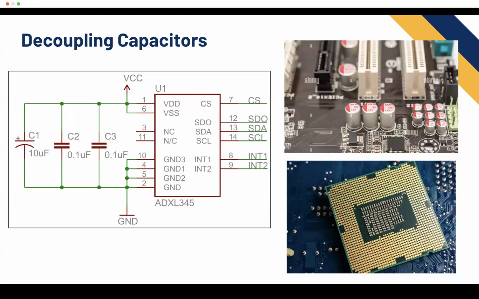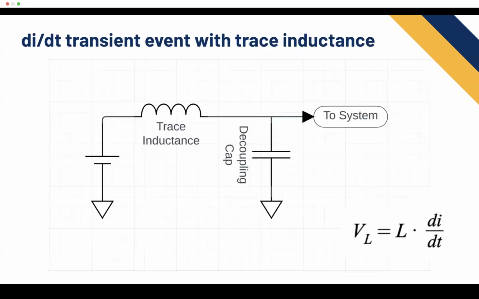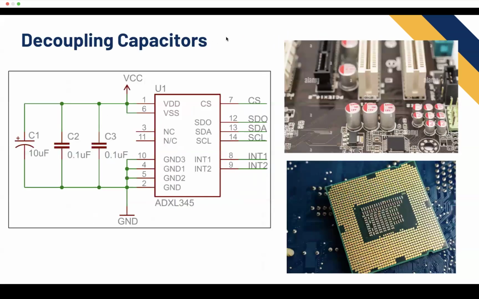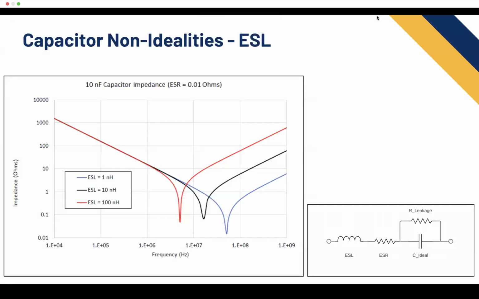Okay. So as you can see in this example of the chip, they have 10 microfarads, 0.1 microfarads, and they have 2.1 microfarads. Actually, where did I put that graph? Okay, yeah, sorry about that.